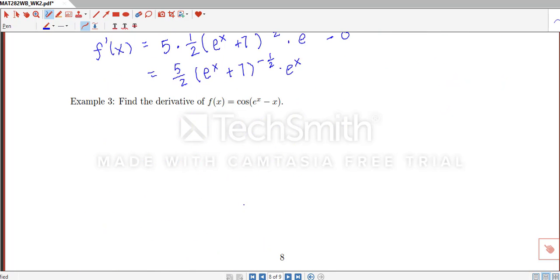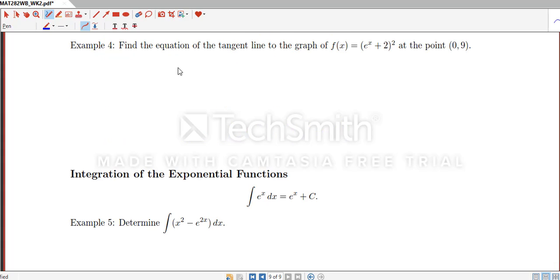Let's take a look at example number 3. We have to apply the chain rule again. f of x is cosine of e to the x minus x. So f prime of x equals the derivative of the outer function, negative sine, evaluated at the inner function e to the x minus x, times the derivative of the inner function. e to the x is its own derivative. The derivative of x is 1. So that is the derivative in example number 3.